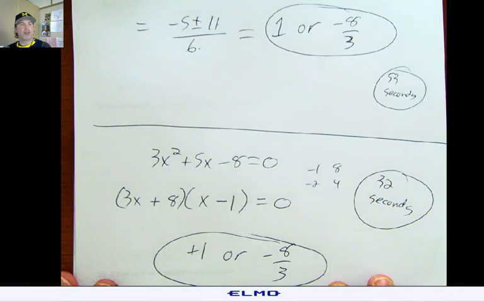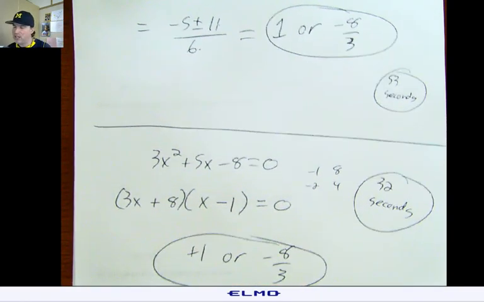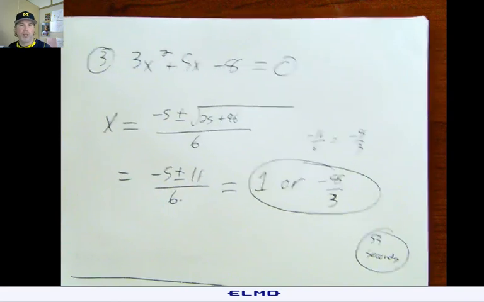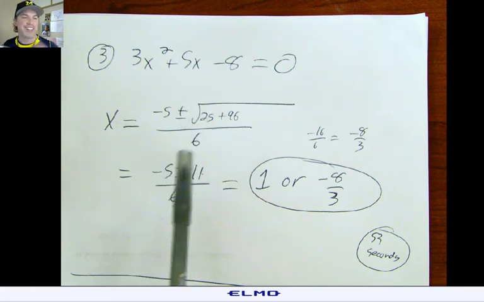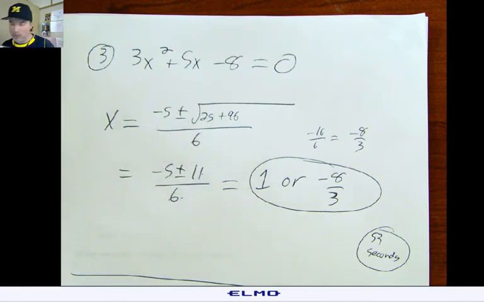So for good factorers, you could solve this problem in 32 seconds, whereas for quadratic formula, it took 53 seconds. So it's still pretty comparable. I guess the quadratic formula took me twice as long, but at the same time, I just added up 25 and 96 manually. So anyway, you can decide for yourself what technique you want to use. Quadratic formula definitely has its place. Sometimes I use it, sometimes I don't. It just depends on the scenario.